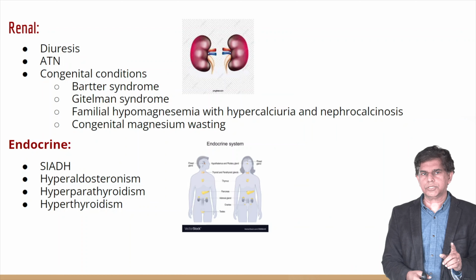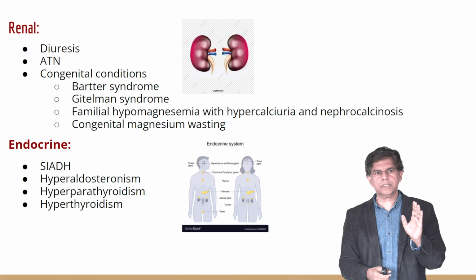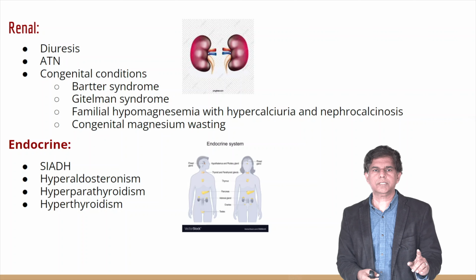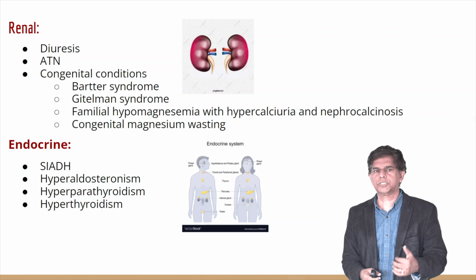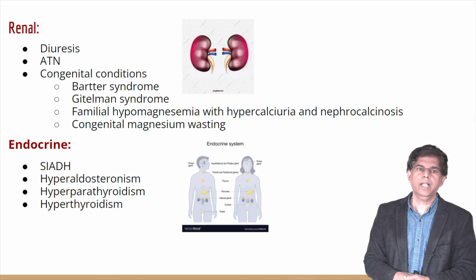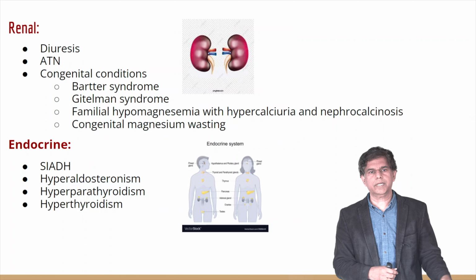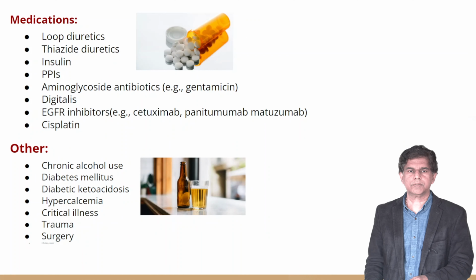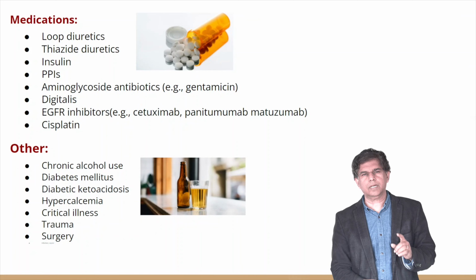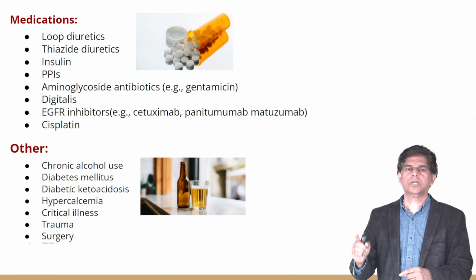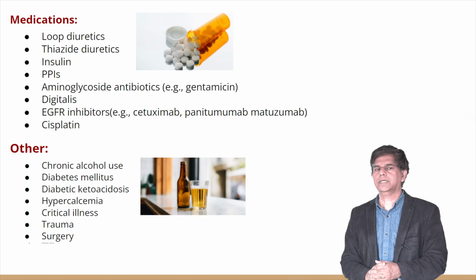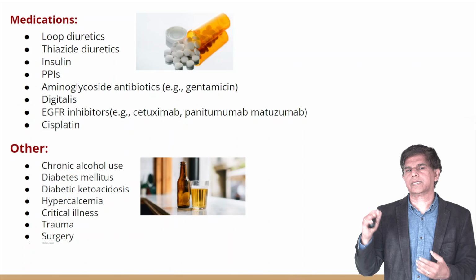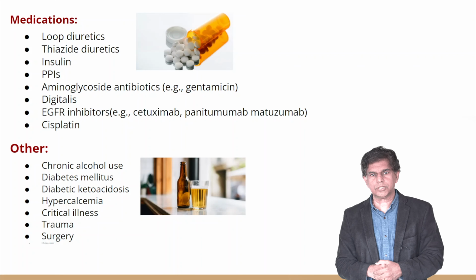Now, renal causes: diuresis, if we gave diuretics, and acute tubular necrosis. If we talk about congenital disorders, think about Bartter syndrome, Gitelman syndrome, and familial hypomagnesemia. Endocrine causes: the most common is SIADH, hyperaldosteronism, hyperparathyroidism, and hyperthyroidism, okay? Medications: we talk about the diuretics, think about loop diuretics and thiazide diuretics. Insulin also plays a role, and proton pump inhibitor use is very common. That can also be one of the causes.